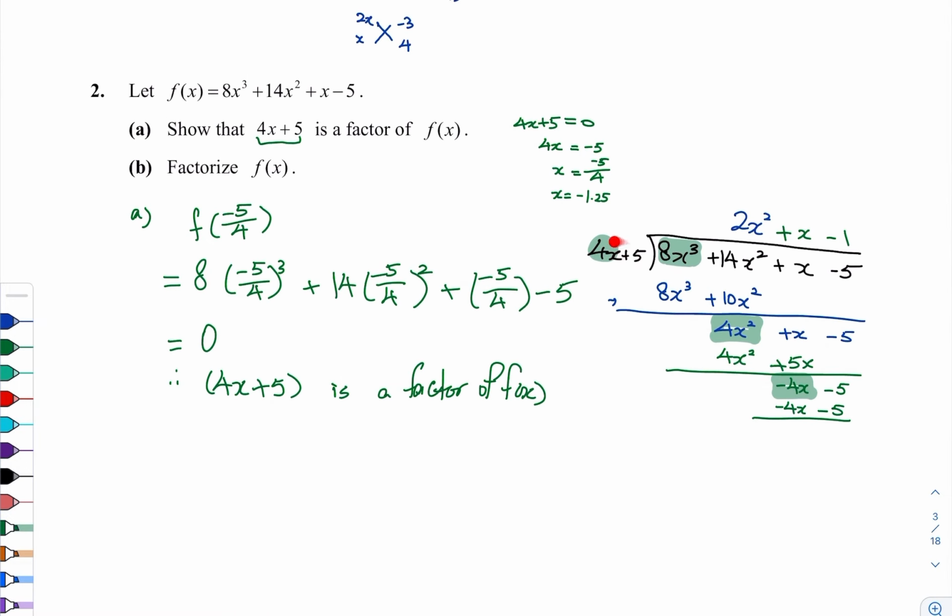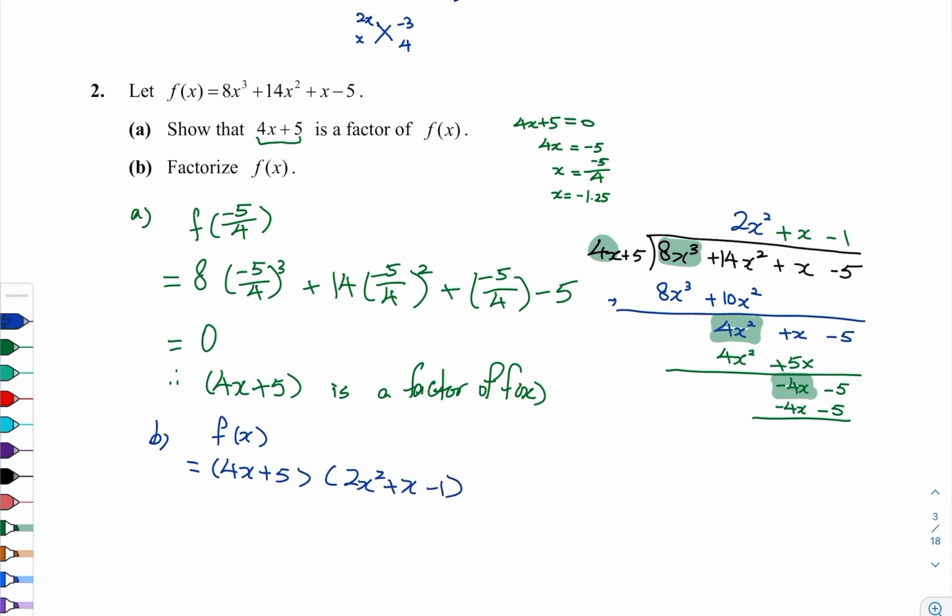So now you have the divisor, you have the quotient, and you have the remainder 0. So you can do part B. Part B, f(x) will equal the divisor times the quotient plus the remainder. The remainder is 0, so no need to write it.